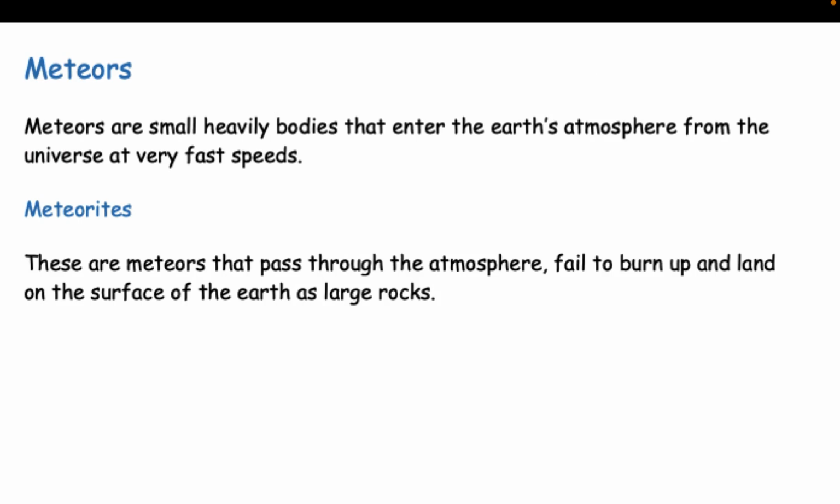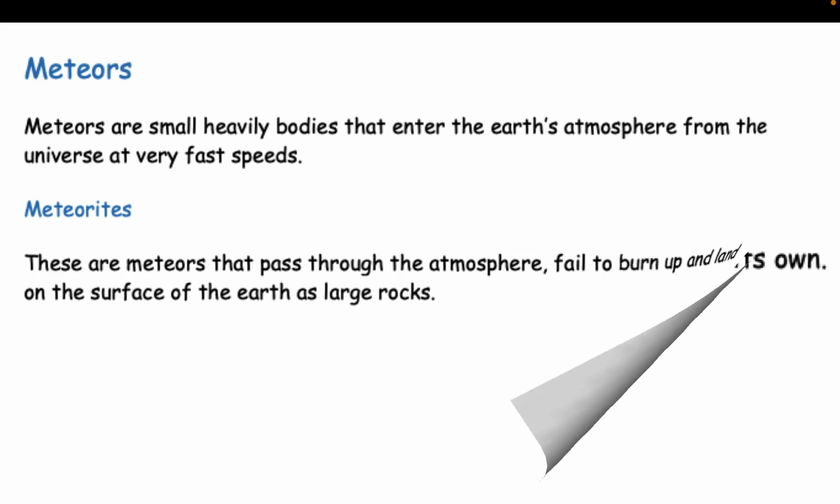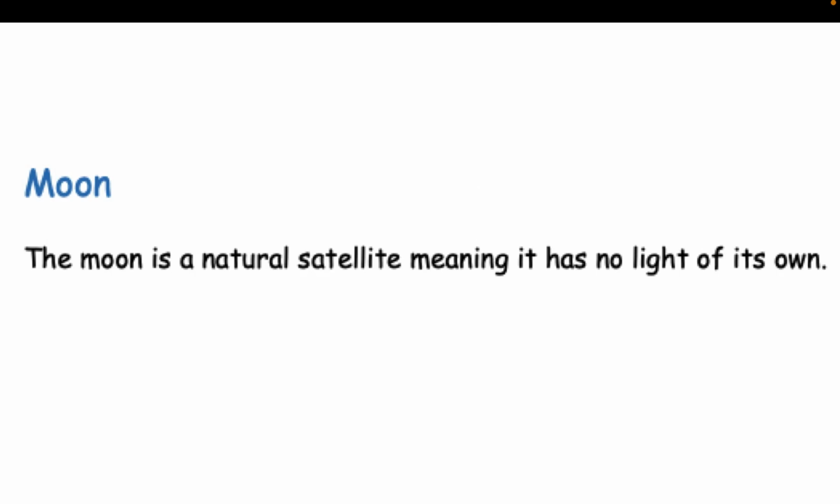Meteorites. These are meteors that pass through the atmosphere, fail to burn up and land on the surface of the Earth as large rocks. 16. Moon. The moon is a natural satellite, meaning it has no light of its own.